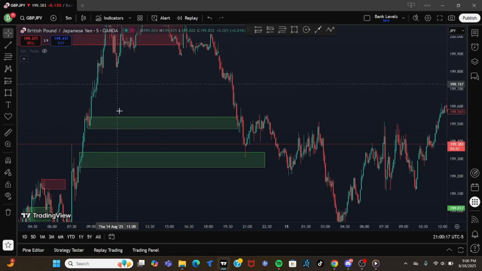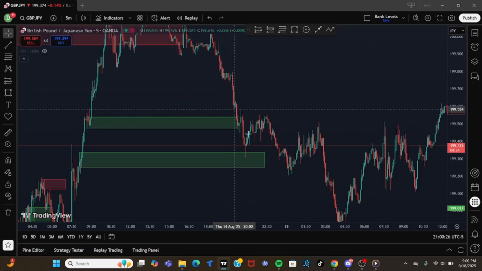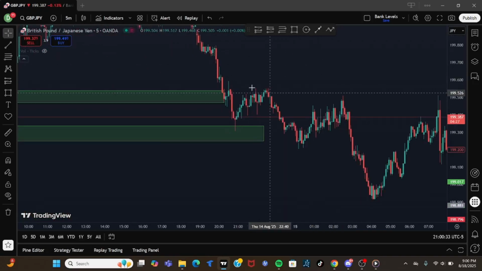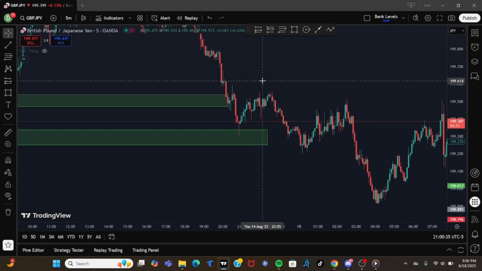Since we're uptrending, by the time we broke all this structure up here, I wouldn't be trying to get in on this demand because I'm going against the rocket. Like I'm going against the falling plane. I don't want to go against a falling plane. Who wants to do that?